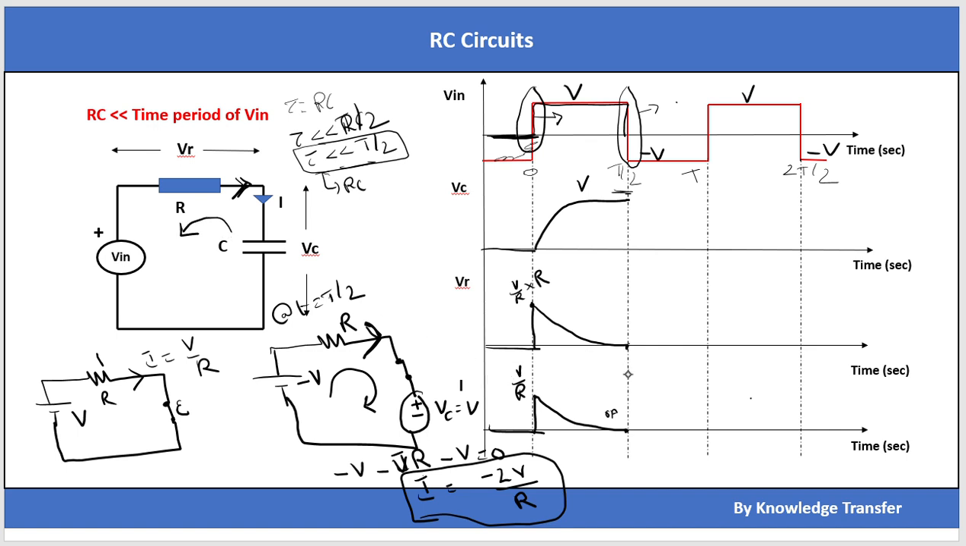Okay, so now the current suddenly went from 0 to negative 2V by R. Here previously it was V by R. Now it went to minus 2V by R.